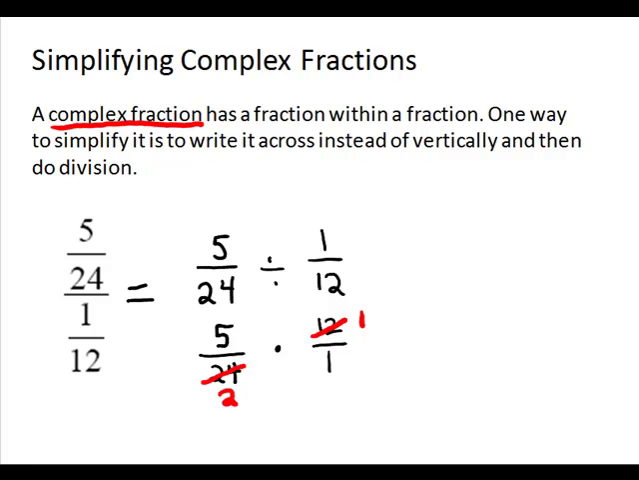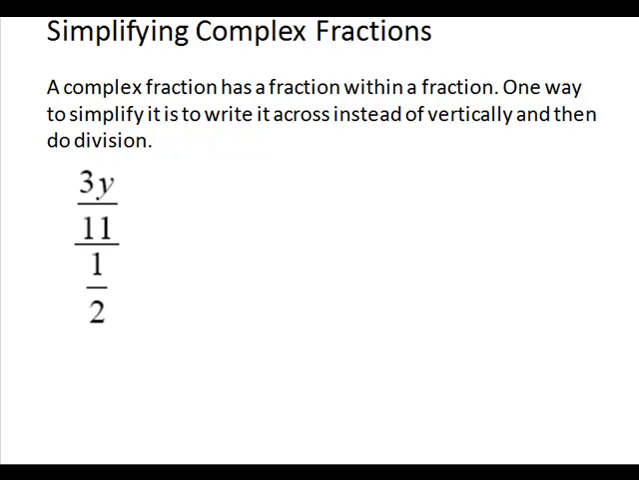And now we'll multiply across. So for our numerators, 5 times 1 is 5. And our denominators, 2 times 1 is 2. And the 5 and 2 do not have anything in common, so it is reduced and it is now simplified.